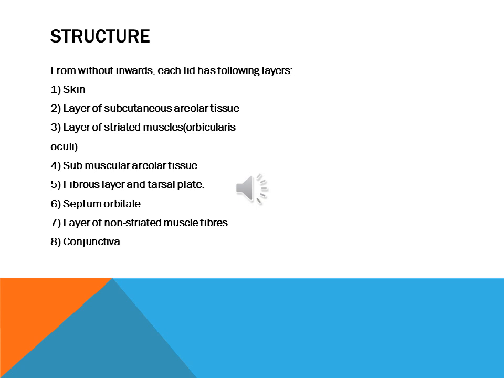Structure of the lid. There are 8 layers from outside in. There are the skin, the layer of subcutaneous areolar tissue, the muscular layer in which the orbicularis runs, and the submuscular areolar layer, the layer in which all the nerves and vessels of the eyelids are present, and the fibrous layer, which contributes to the contour of the eyelids, the set of tarsal plate and the septae, and the layer of non-striated muscle fibers, and the conjunctiva.